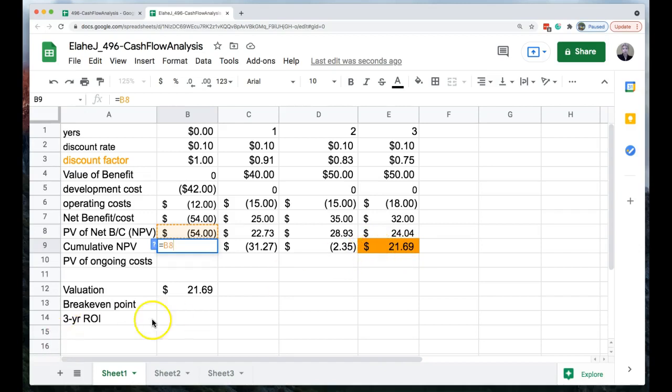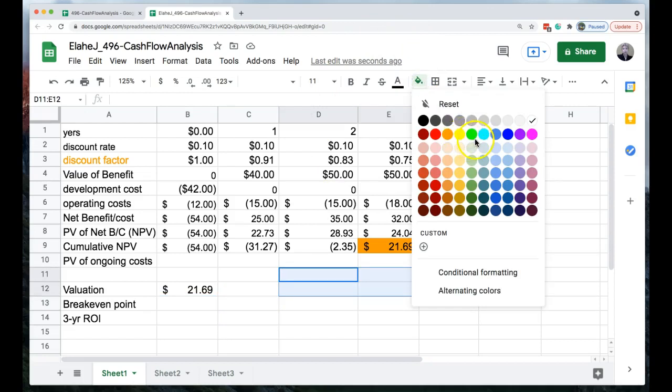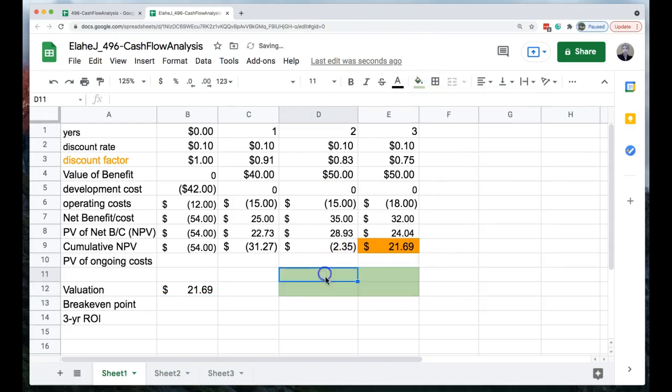When is it that it hits 0? So that's the break-even point. I'm gonna create a box here, and I want you to create a similar box on your worksheet. So I'm gonna color it. I'm gonna say from year 3, I started with this number, this negative number.